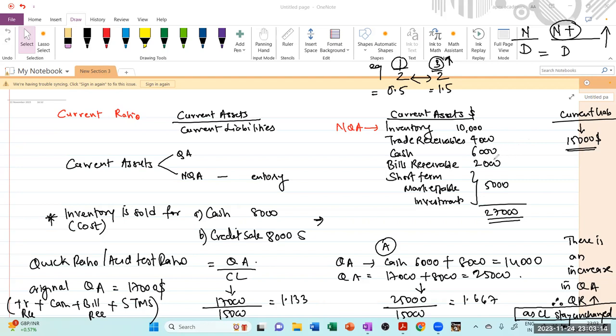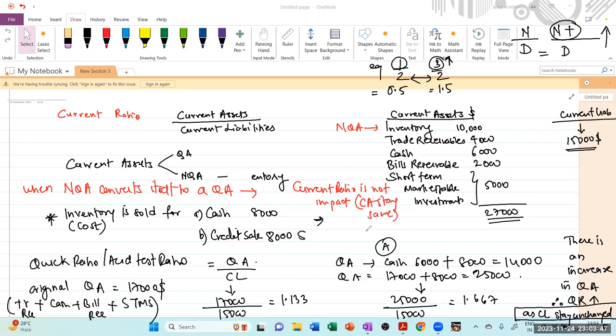You are achieving in your journey that your total fraction value becomes more. So when a non-quick asset, now here is your most important aspect. When a non-quick asset converts itself to a quick asset, current ratio is not impacted. Why? Because current asset stay same. However, quick ratio will increase because your quick assets will increase. Because what will happen? Your quick assets will increase, current liabilities stay unchanged.